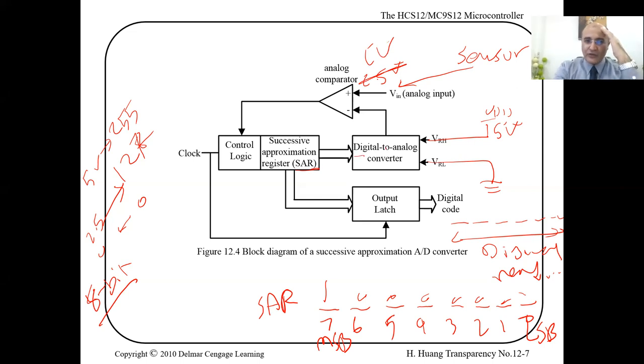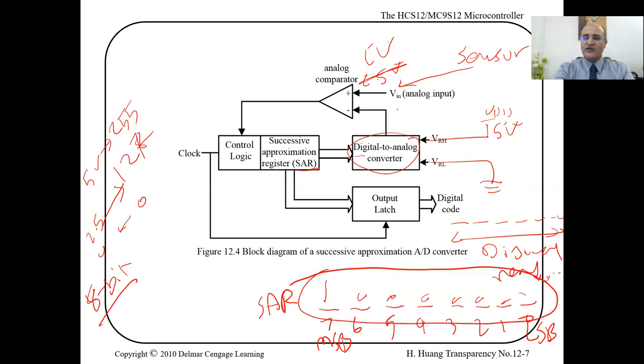Take it to a digital to analog converter, something like the R-2R resistor ladder converter I just showed you. It will take this digital number and convert it to an analog voltage. The analog voltage in this case is going to be 2.5 volts. And the comparator will check and send its signal to the control logic: is 1 volt greater than or equal to 2.5 volts, or less? Based on that, the value is kept or removed.